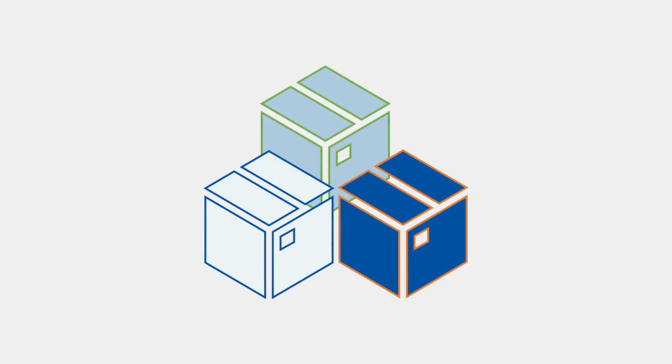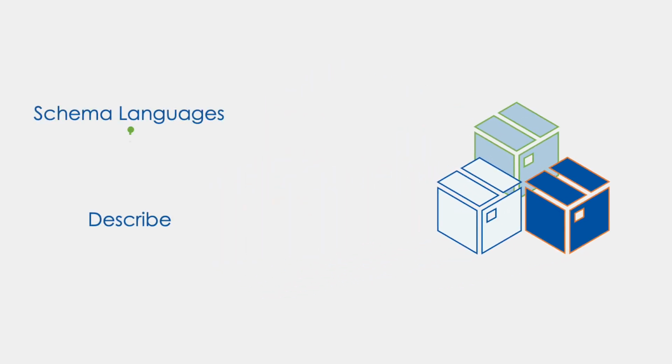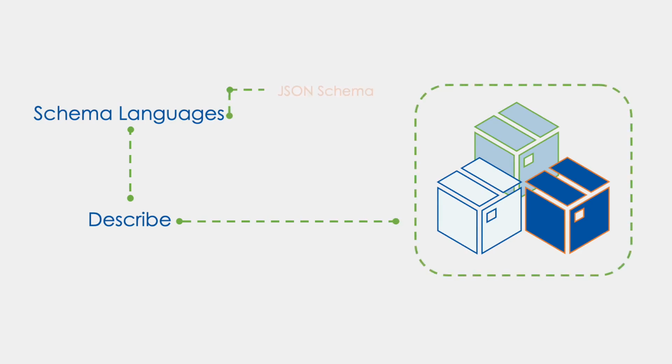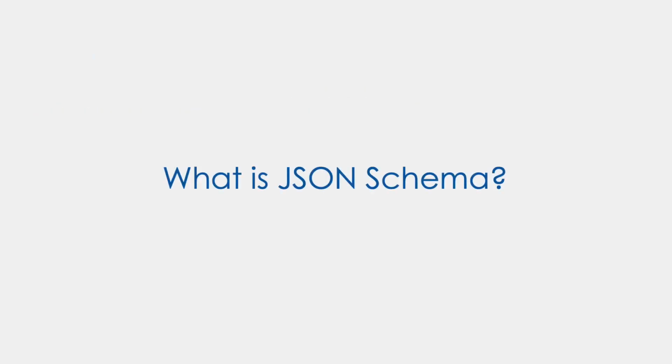Many payload formats offer a way to describe what a payload instance should look like. Generally, these are called schema languages. For example, JSON schema, XML schema, GraphQL schema definition language. Now let's take JSON schema.